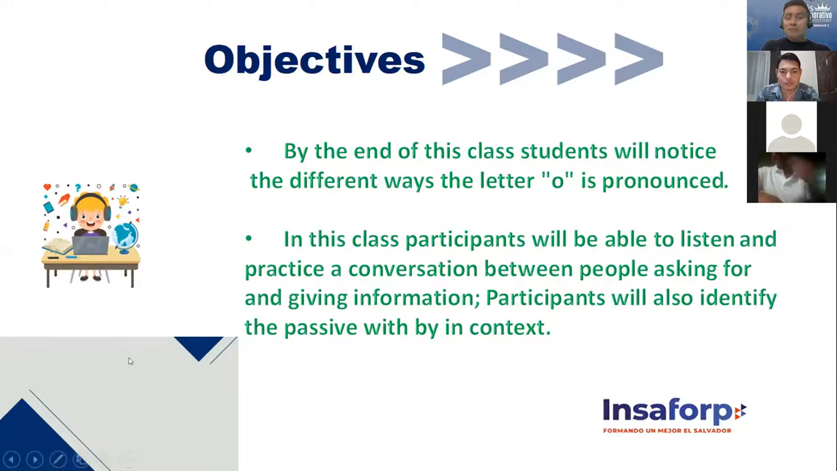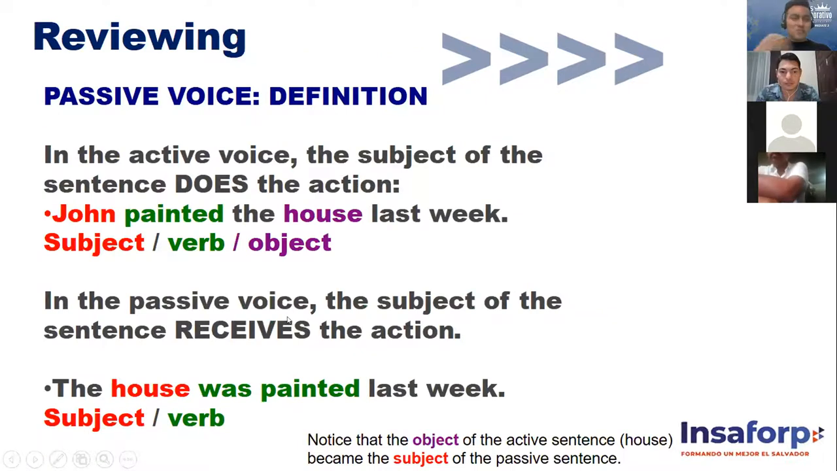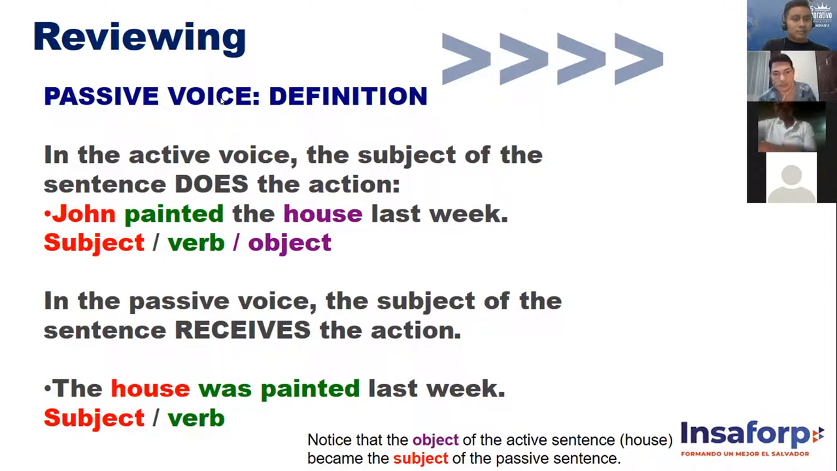So let's see. But before we do that, I want to start by reviewing yesterday's class, all right? Remember that yesterday we talked about the past, right? But in passive voice. So I need Milton. Milton, welcome. Can you please help me reading the first example here? In the active voice, the subject of the sentence does the action. Continue, please. John painted the house last week. Exactly. So we have John painted the house last week. So now what is the passive here?